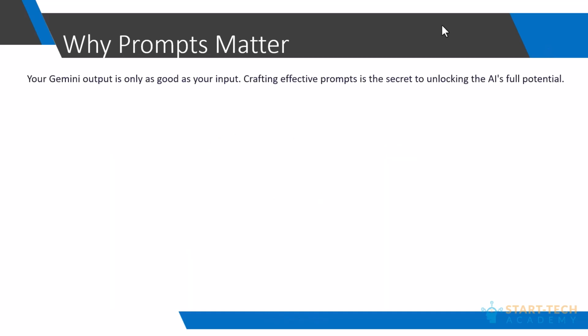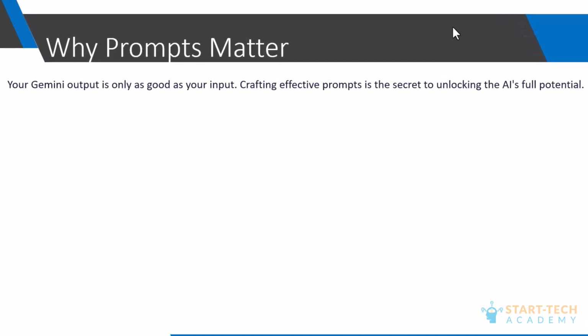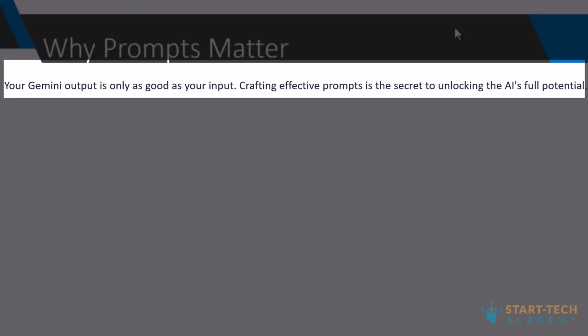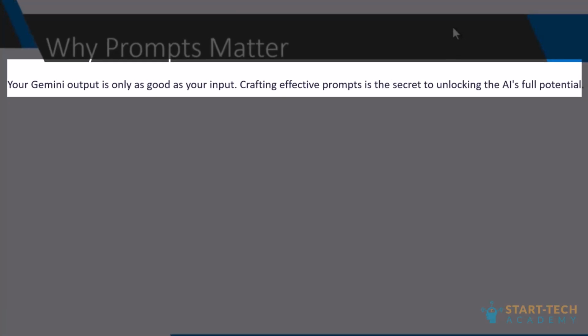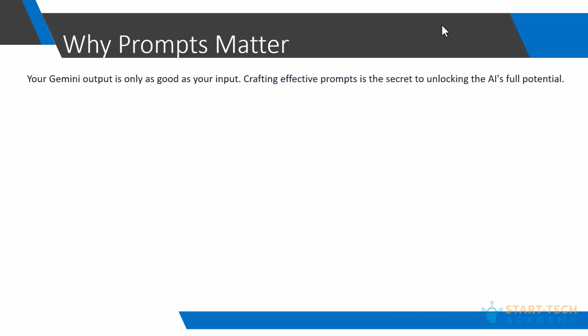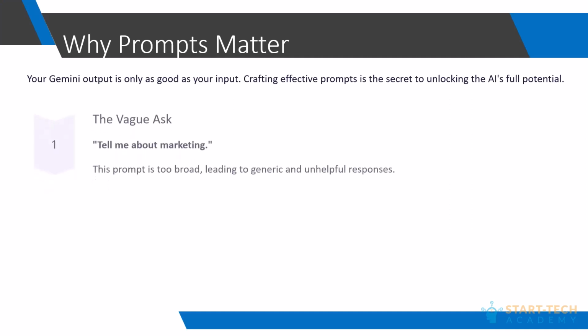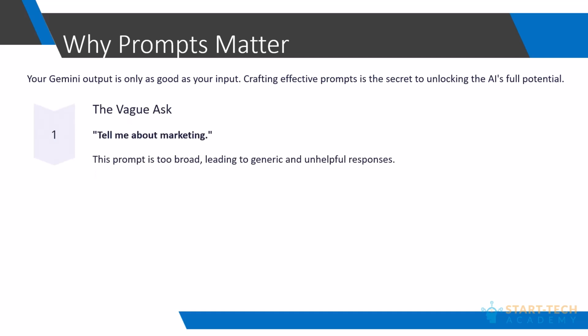Alright, so let's start with a simple idea. Your output in Google AI Studio is only as good as your input. If you type something like "tell me about marketing," Gemini will try, but it might give you a very bland or generic answer. Let's look at this in Google AI Studio.